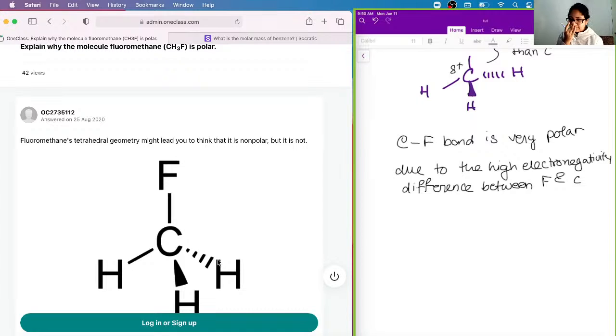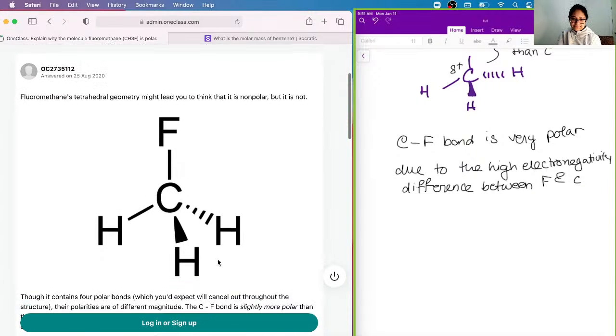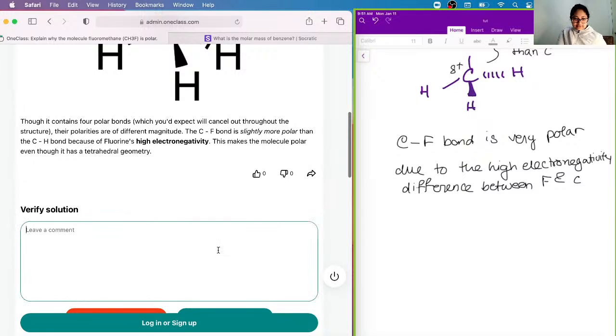And your electronegativity is given in an electronegativity chart. So to find the electronegativity difference, you just have to subtract the smaller number from the higher number. For this case, fluorine creates a high electronegativity difference in the carbon fluorine bond, and so this is why fluoromethane is polar. So this is correct.